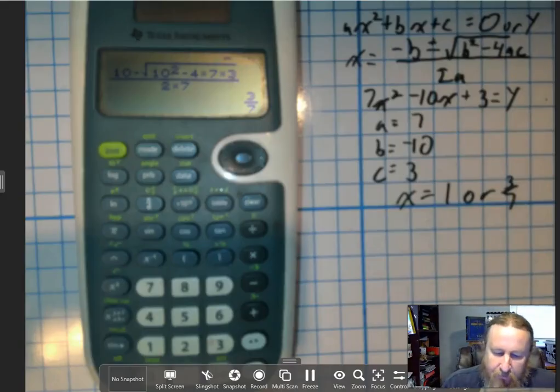So the two values that make y equals 0 for the quadratic equation 7x squared minus 10x plus 3 equals 0 are 1 or 3/7. This has been using your calculator to solve a quadratic equation that needs the quadratic formula. Your quadratic equation and your quadratic formula are on the GED math test formula sheet. All we need to remember is how to identify a, how to identify b, how to identify c, and then inputting everything into the calculator correctly.